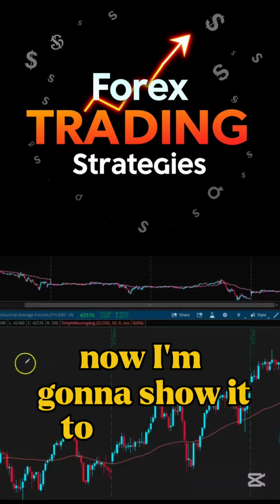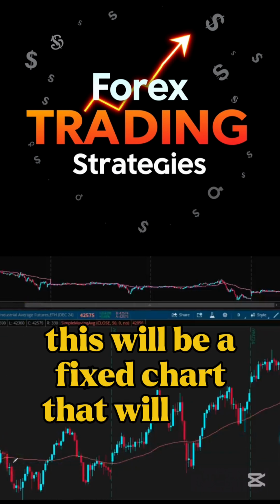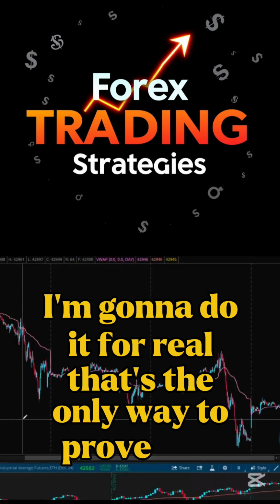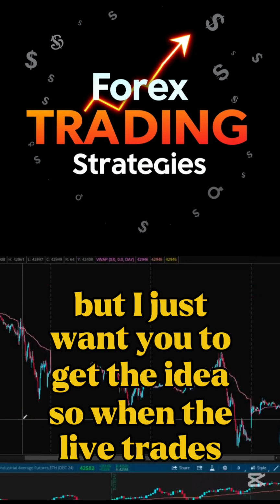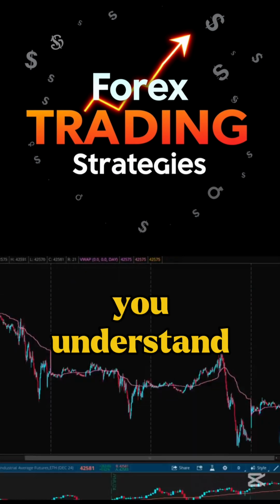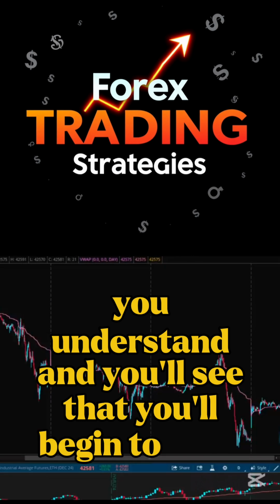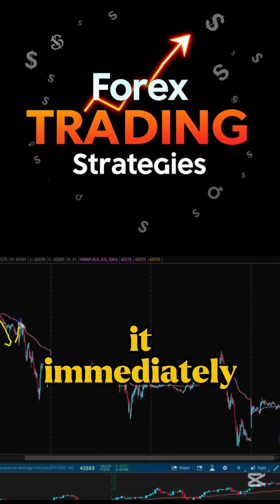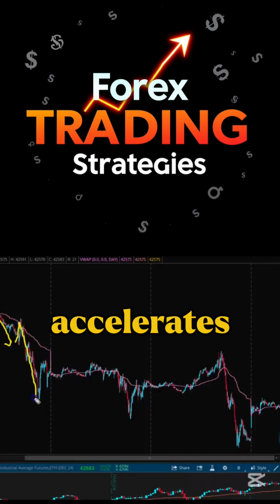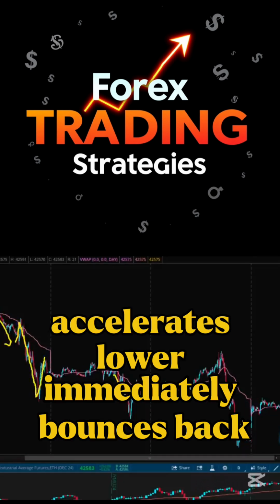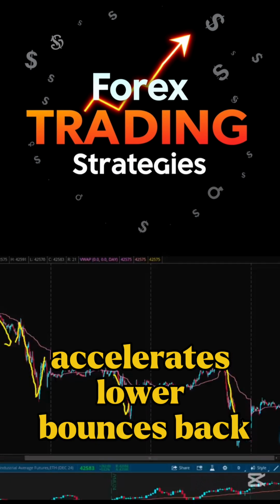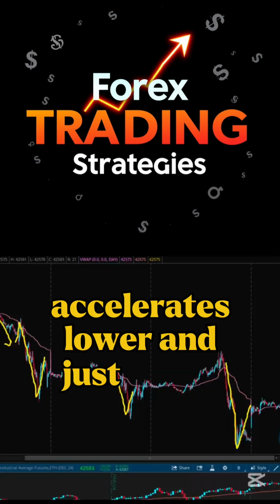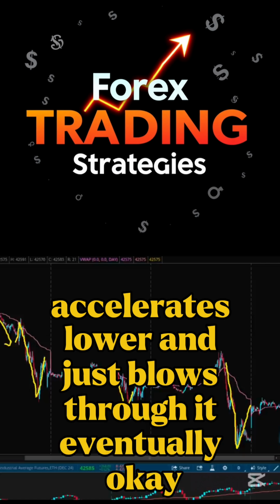Now I'm going to show it to you here. This will be a fixed chart that will be a tad bit on the hindsight, but trust me, I'm going to do it for real. That's the only way to prove it to you, but I just want you to get the idea so when the live trades come by, you understand. And you'll see that. You'll begin to have these moves. It starts to accelerate lower, and look, it immediately bounces back to it, accelerates lower, immediately bounces back to it, accelerates lower, bounces back, accelerates way lower, bounces back, accelerates lower, and just blows through it eventually, okay?